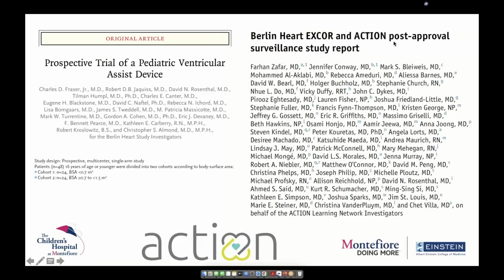This is a study that was done by the ACTION Network. So Advanced Cardiac Therapy Improving Outcomes Network is a brilliant network of multiple centers across North America. And they joined forces and collaborated with the Berlin Heart and conducted their post-surveillance study. So this is the initial study of the pediatric VAD, which is the Berlin Heart. And then this is the post-surveillance study, which was recently published by the ACTION Network.